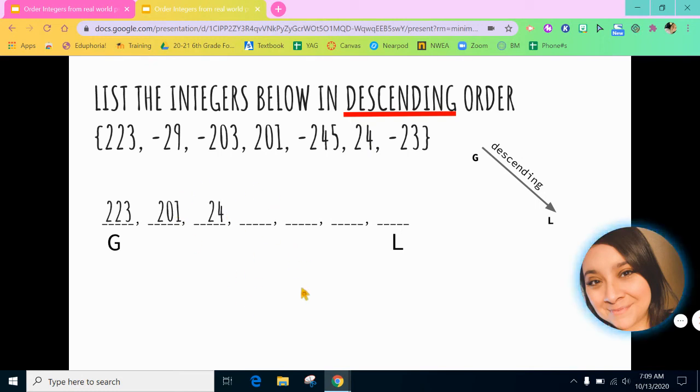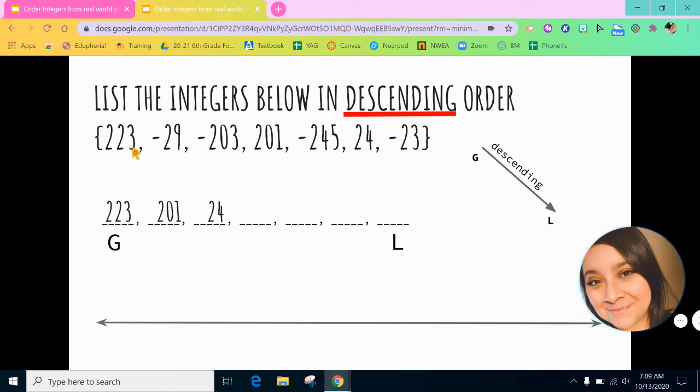All right, to help me out with the rest, I'm actually going to look at a number line. Now, this number line, these numbers are very spaced out, so I don't want to draw all the way to 223 or negative 245, so I'm just going to skip count by 100s, which is fine. So, to plot our first value of 223, that would be between 200 and 300. This would be 250, so I'll say 223 is roughly here.